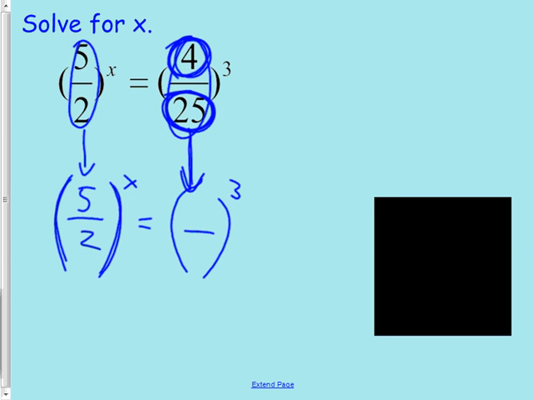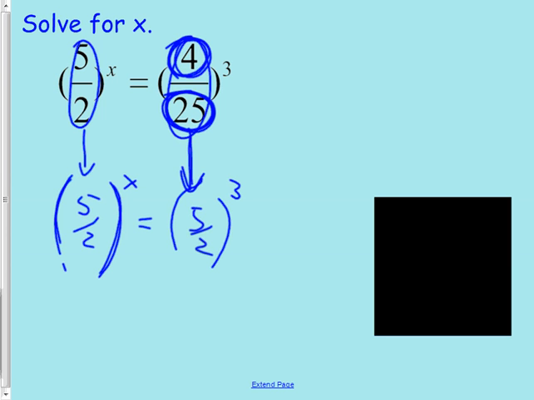Option B, some people do it this way. Some people make them both use 4 over 25. They leave this one alone and say 4 over 25 is my base. Couldn't I rewrite 5 over 2 as a 4 over 25? I could. All right. I think the easiest way, though, is to make them both into a base of 5 over 2.